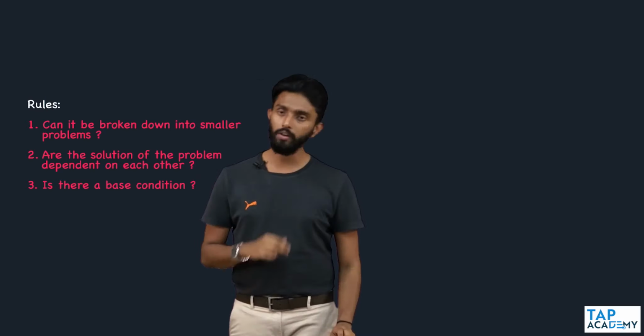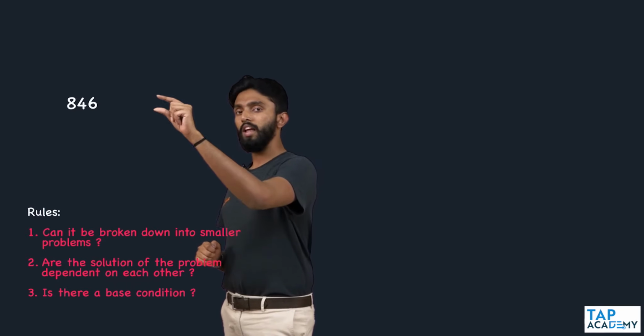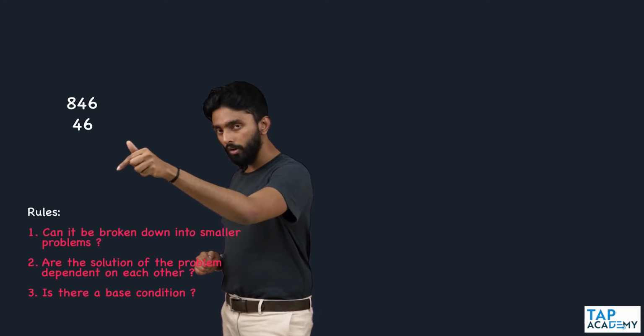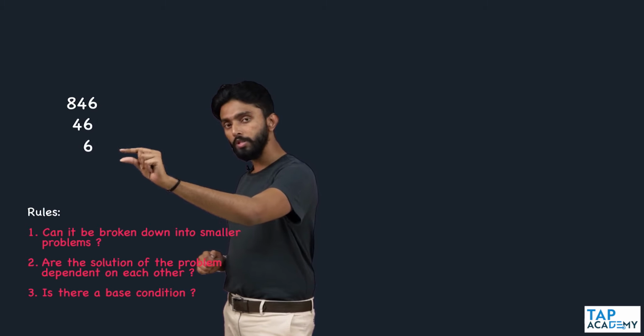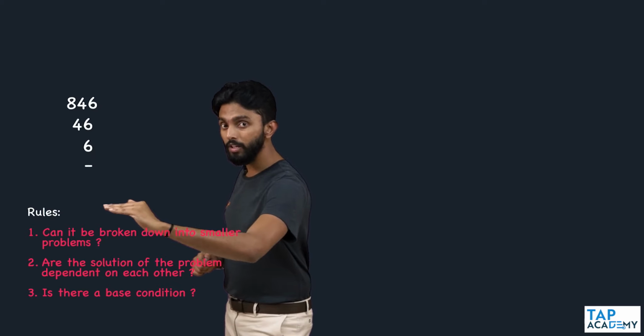Because if you look at it, very easy. Assume 8, 4, 6 is given to me. Would you agree that 8, 4, 6 can be broken down into 4, 6, a smaller problem? That can be broken down into a smaller problem 6. Now, if I break down 6, I'll get empty, which means it will become empty, right? Which means I can stop here.